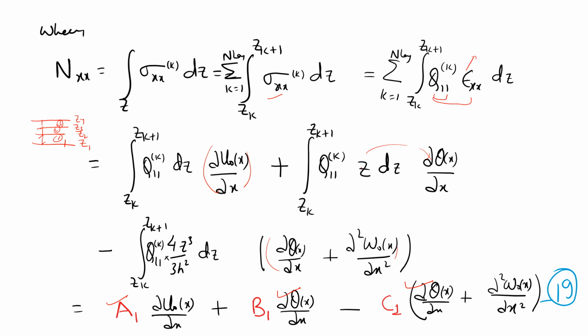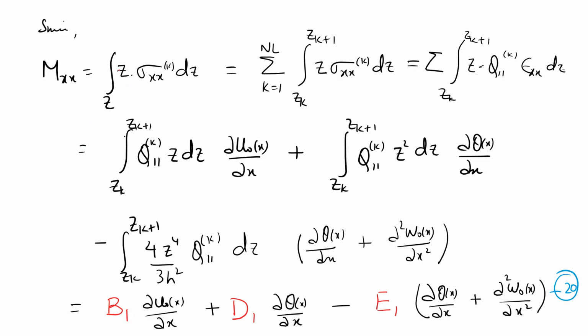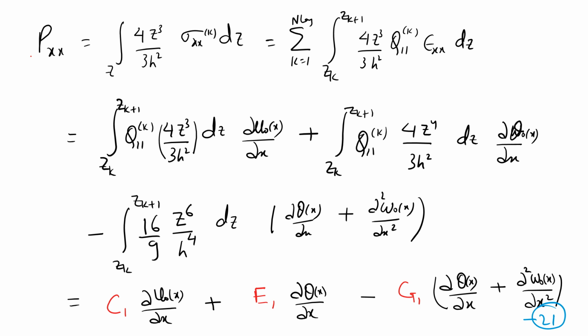Similarly, Mxx is nothing but the integral with respect to z of z times sigma xx. If we open it in the same way, we will get B1, D1, and E1. Then Pxx is obtained by multiplying 4z cube by 3h square with sigma xx of k and integrating with respect to z. We do the same, and after integrating we get C1, E1, and G1.